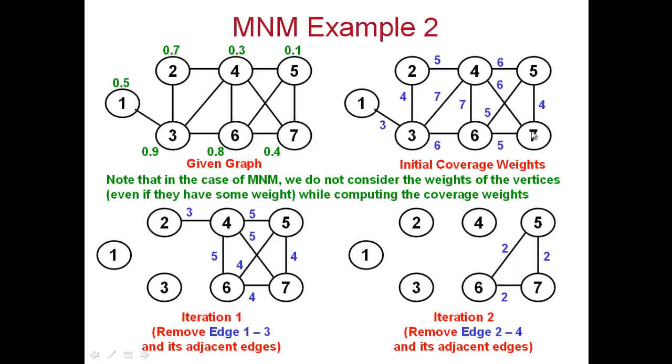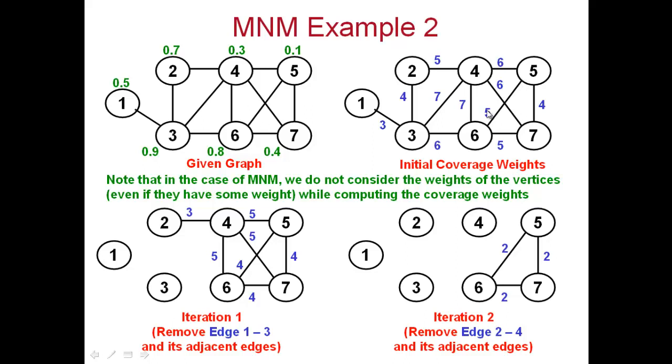Find the coverage weights for the edges just by considering the edges. So for edge 1, 3, its coverage weight is the degree of node 1 plus the degree of node 3 minus 2. The degree of node 1 is 1, the degree of node 3 is 4. So 1 plus 4 minus 2 is 3. For edge 2, 3, the degree of node 2 is 2, the degree of node 3 is 4, so 2 plus 4 minus 2 is 4. For edge 5, 6, the degree of 5 is 3, the degree of 6 is 4, so 3 plus 4 minus 2 is 5.